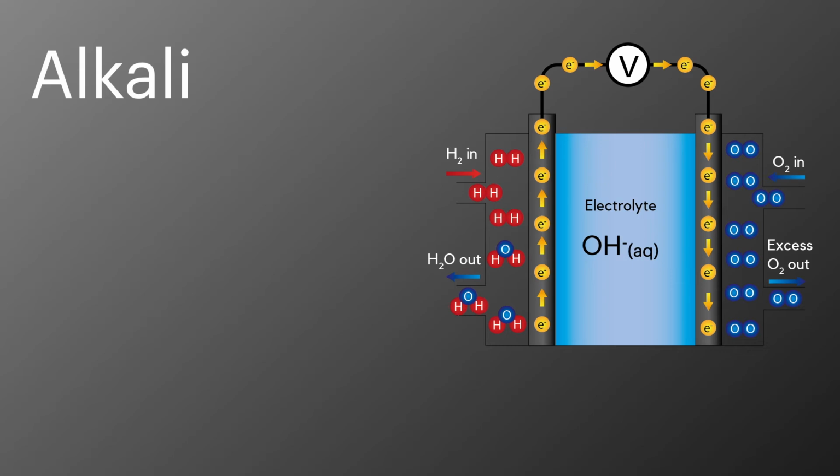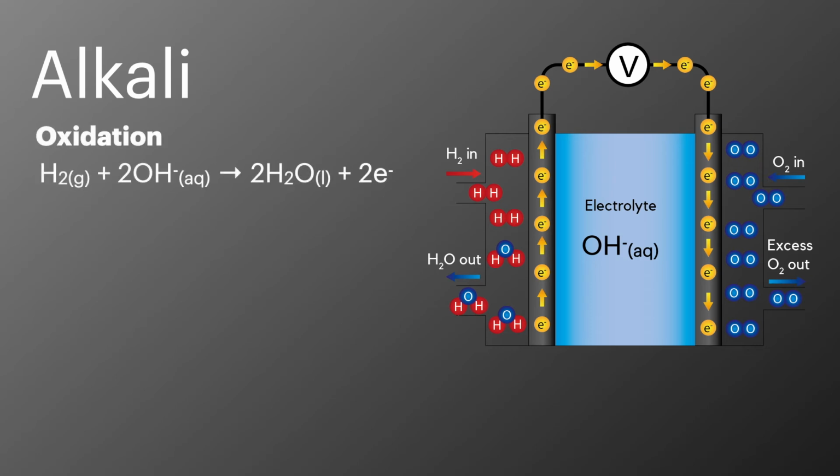We'll start by looking at the alkali fuel cell. This is one of the first developed fuel cells and was widely used on the spacecraft of the US space program. This was due to the fact that not only do they produce electricity, but they also make drinkable water. At the anode, where the oxidation reaction happens, hydrogen gas is pumped into the system, where it reacts with the OH- ions from the electrolyte and loses an electron and forms water.